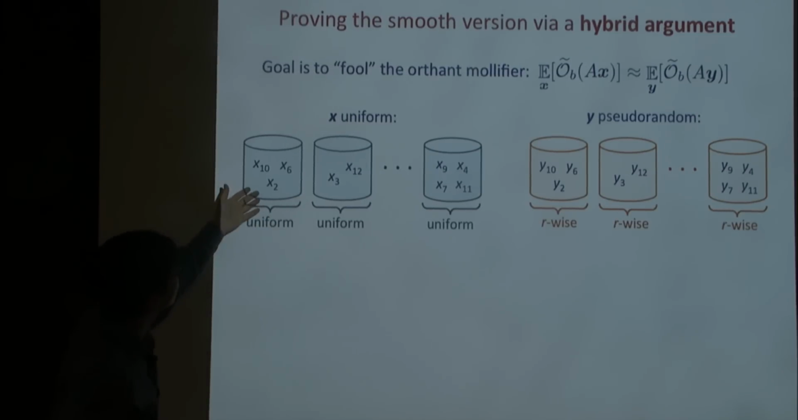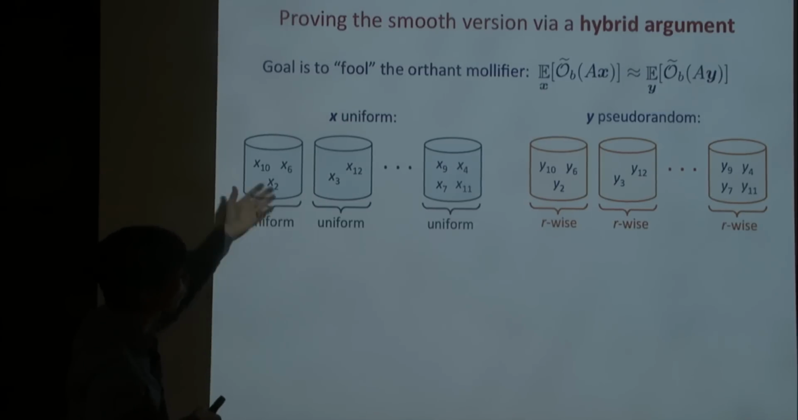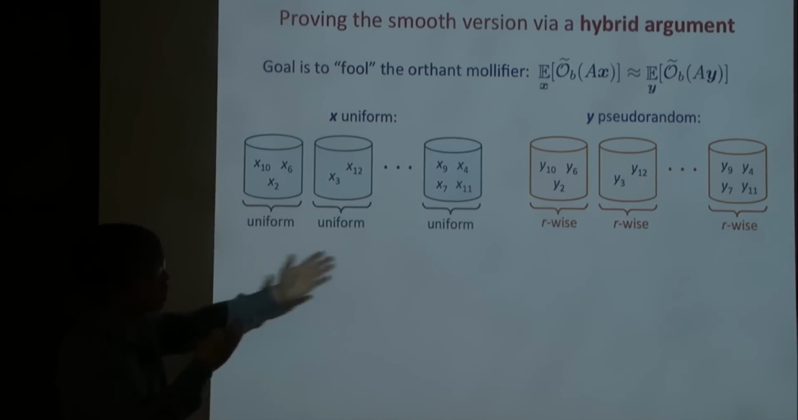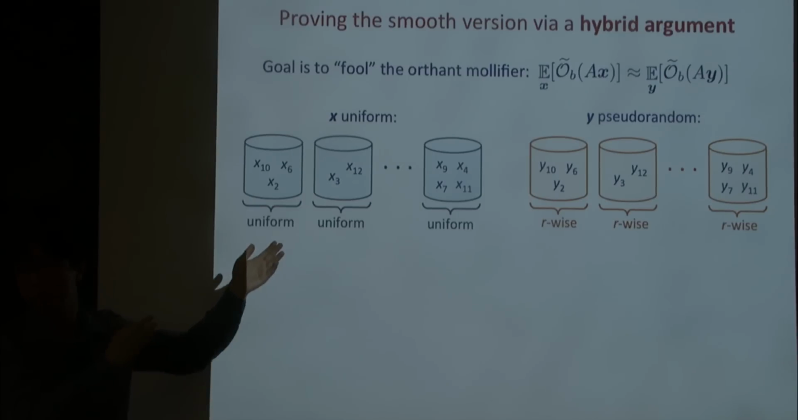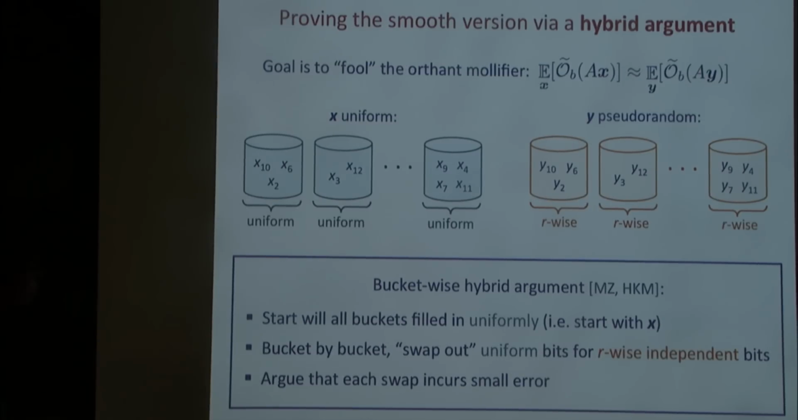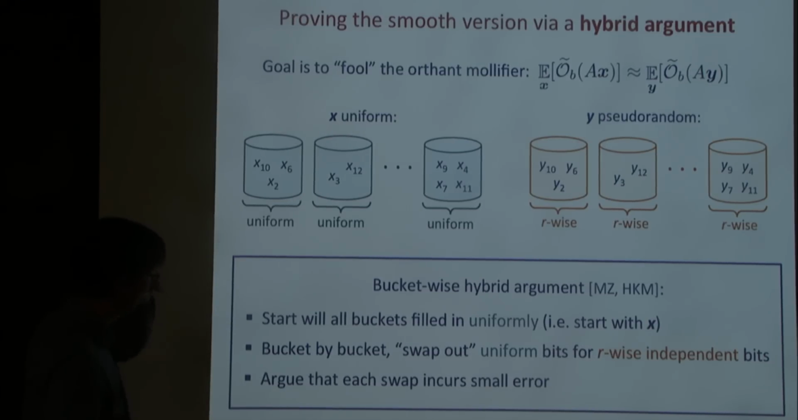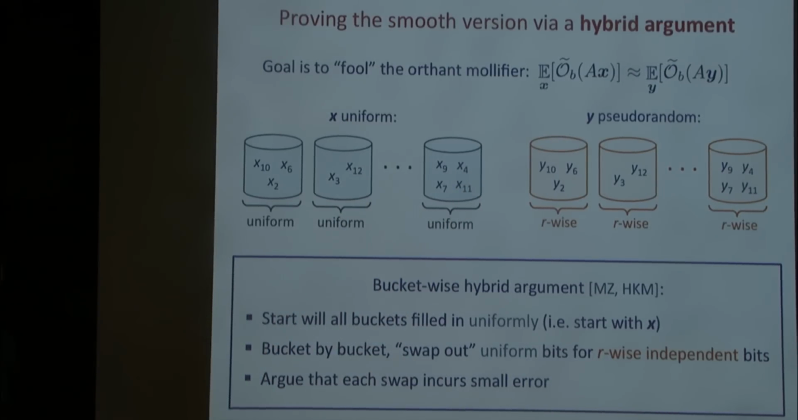But describing a uniform distribution in this weird way, the proof suggests itself: I'm going to swap out one bucket of uniform bits for a bucket of R-wise independent bits, bucket by bucket, and show that a modifier cannot tell the difference, and then union bound over all swaps. This is a standard technique in Meka-Zuckerman and Harsha-Klivans-Meka. You start with all buckets being uniform, start with the left picture, swap out a bucket of uniform for a bucket of orange R-wise independent bits, bound the error, and then union bound across all stages.